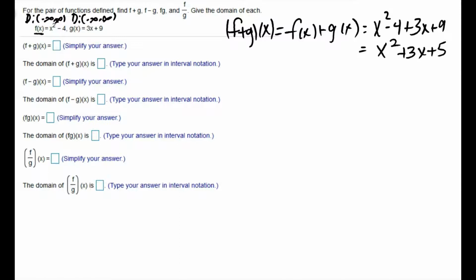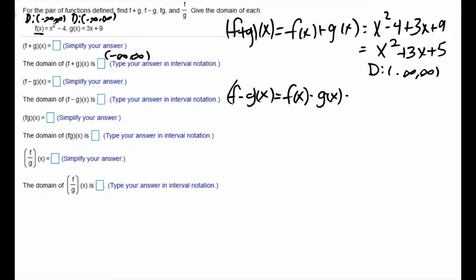When you take two polynomial functions and add them together, it creates another polynomial function, which has a domain of all real numbers, or negative infinity to infinity. So that is the answer for domain of f plus g, negative infinity to infinity. So moving on to the next part, we want to find f minus g of x. F minus g of x is f of x minus g of x.